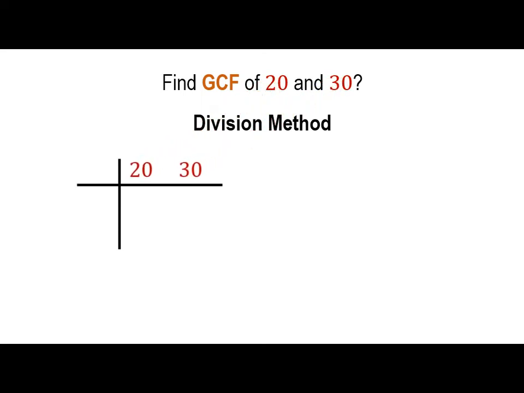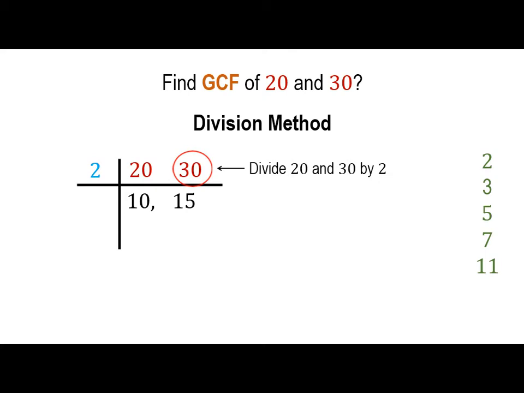Okay, I hope you have watched the video or you know how to find GCF. Let me just recall it here. Division method of finding GCF. We write the numbers here, and then we choose prime numbers to divide both numbers. Starting with 2, we can divide 20 and 30 both by 2. Dividing 20 by 2 we get 10, and dividing 30 by 2 we get 15. And again we need a number to divide both numbers. We cannot select 2 because we can divide 10 by 2, but we cannot divide 15.